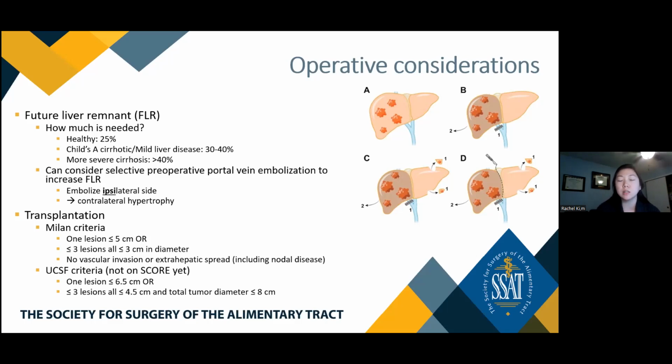So that's having one lesion less than 5 centimeters, or fewer than 3 lesions, I should say, with a total diameter of all less than 3 centimeters in diameter. So you can have 3 or fewer less than 3 centimeters. And obviously you shouldn't have any vascular invasion or extrahepatic spread, and this actually includes any nodal disease. And then the UCSF criteria is not on score yet, so I don't think we're expected to be responsible for it just yet.